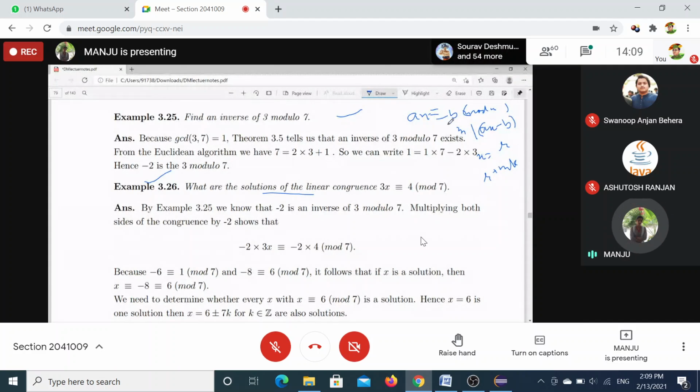Okay, another way is you just multiply A inverse on both sides. If you multiply A into A inverse, this will give you 1. 1 into X will give you X. X is congruent to B into C mod M, where C is the inverse of A. Now you can reduce this under modulo M, and for other solutions you can add MK.